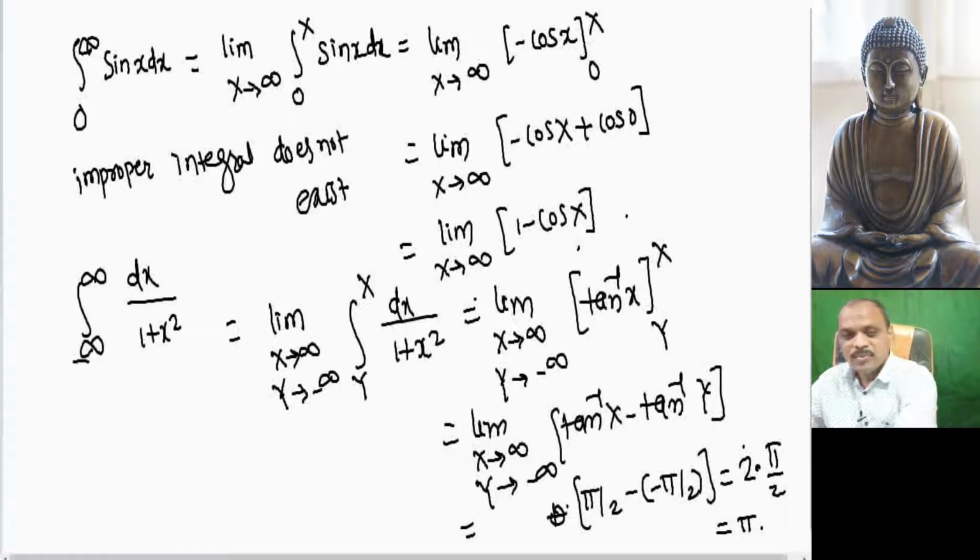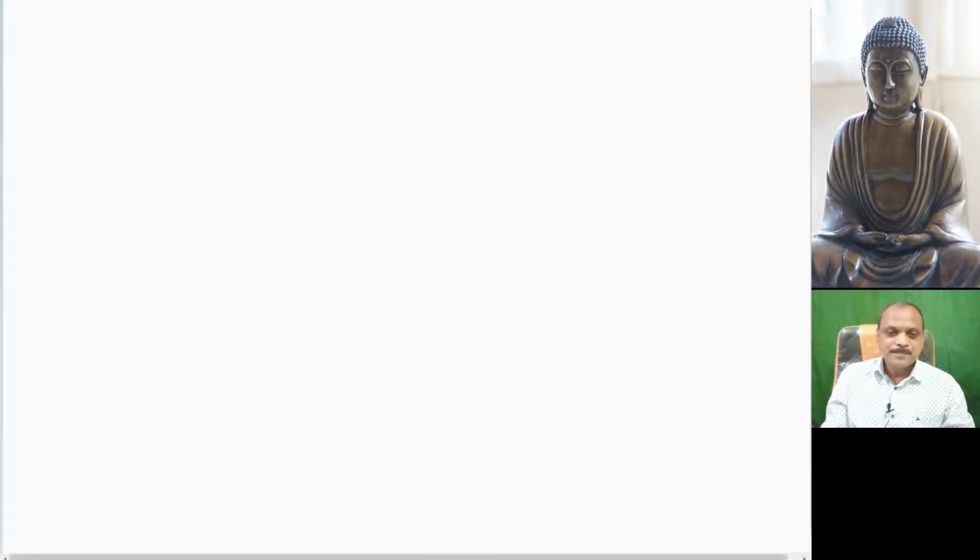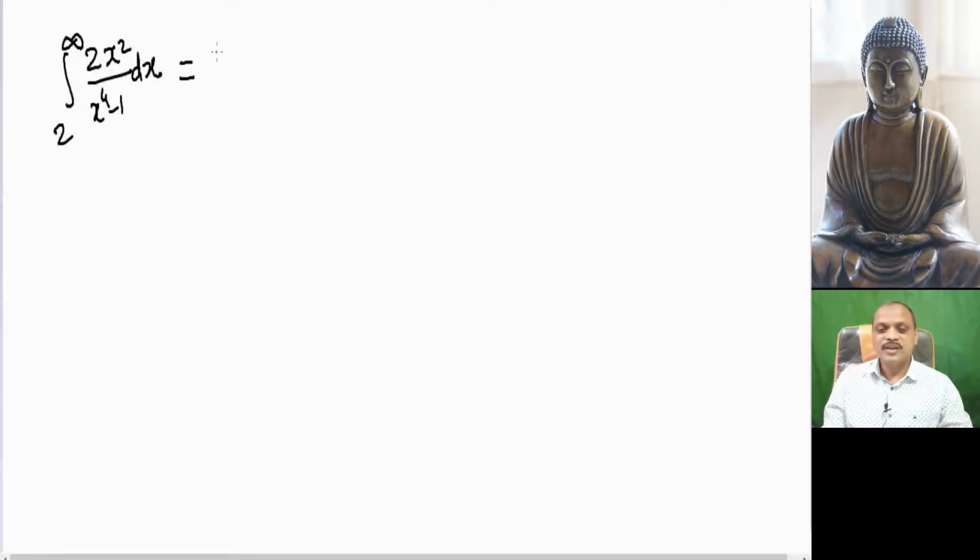Another example: integration of 2x square divided by x raised to 4 minus 1, between the limits 2 to infinity. The upper bound is infinite, hence we take it as the limit as capital X tends to infinity, and integrate from 2 to capital X of 2x square divided by x raised to 4 minus 1.